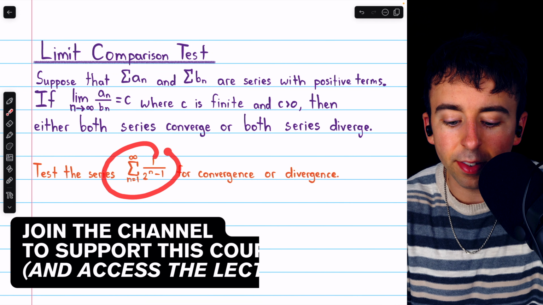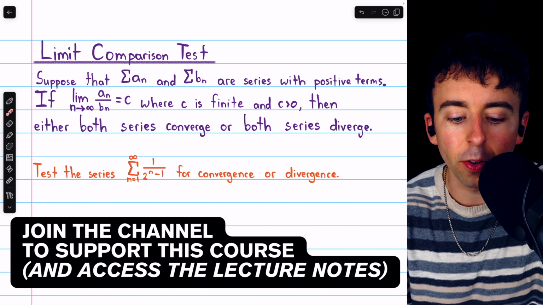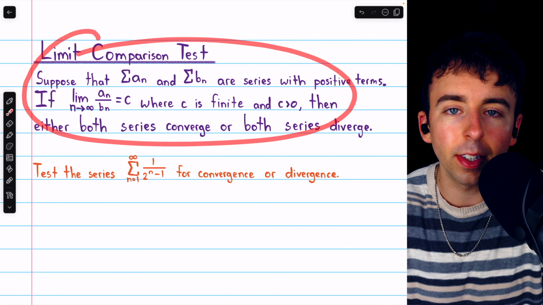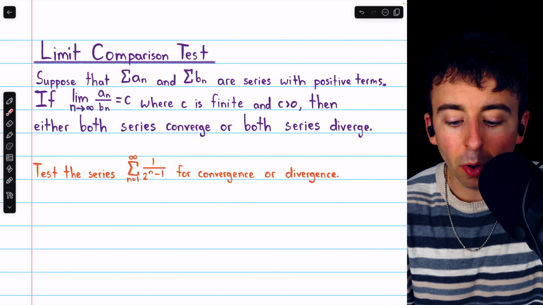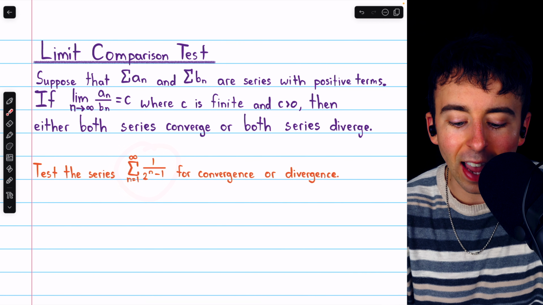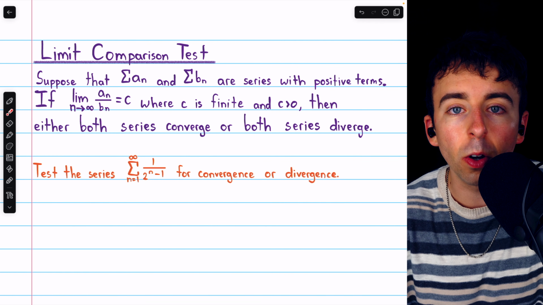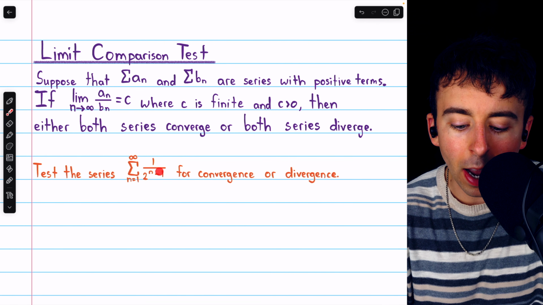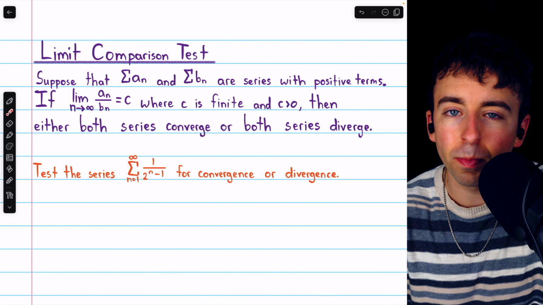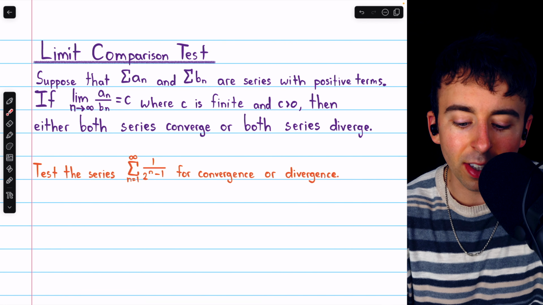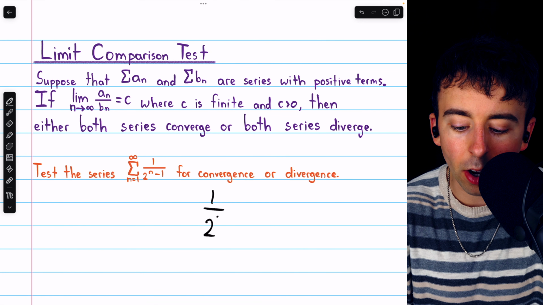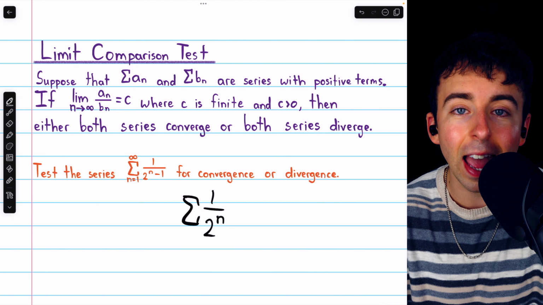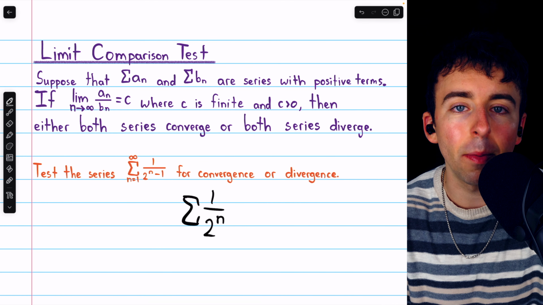Let's determine if this series is convergent or divergent using the limit comparison test. I'll leave a link in the description to my lesson introducing and proving the limit comparison test if you need to review. But we should notice in this case that as n goes to infinity, this -1 in the denominator becomes pretty much irrelevant. And so this series is very similar to the geometric series 1 over 2 to the n. And so that's what we'll use in the limit comparison.